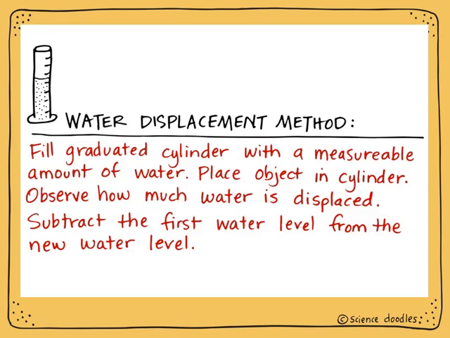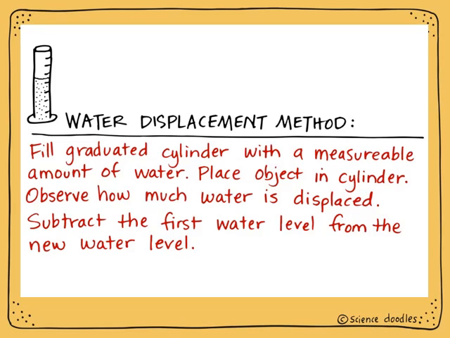Okay, so here's maybe a better explanation of the water displacement method. You're going to fill your graduated cylinder with a measurable amount of liquid or water. It doesn't really matter what number you start on. You can pour 20 milliliters of water in, you can pour in 100. Just make sure you remember what number you started with.